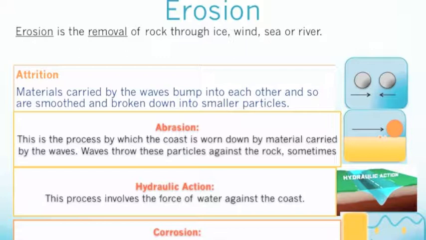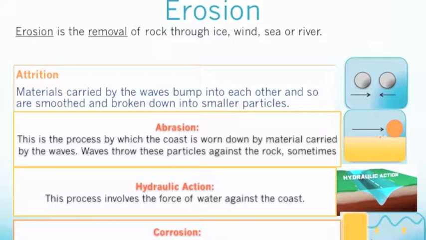So underneath this process you've got other smaller processes that you need to know. So attrition, abrasion, hydraulic action and corrosion. Attrition is where two rocks or two pebbles are carried by waves and they bump into each other and break each other down. This is how pebbles get nice and round. Okay, attrition, that's the one we've just done.